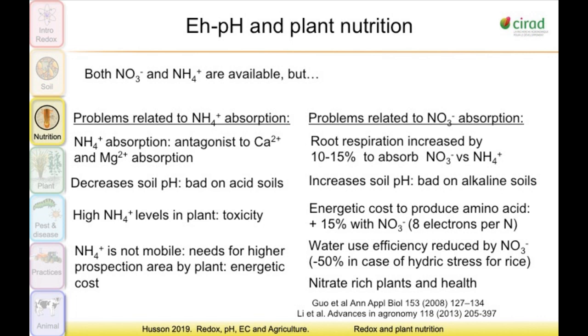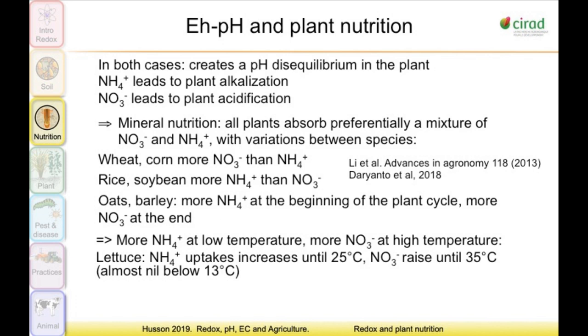The other problem is that ammonium is not mobile, so to absorb it, we say it's just an electric force, it's passive, but in fact, the plant needs to prospect much more, so to have more roots or more mycelium, more hyphae from mycorrhiza. So it's an energetic cost. We said the absorption of NH4 plus will acidify the rhizosphere, but in fact, it alkalinizes the plant. And the same for nitrate, it will acidify the plant. And we will see this creates imbalance in the plants, and that's not good.